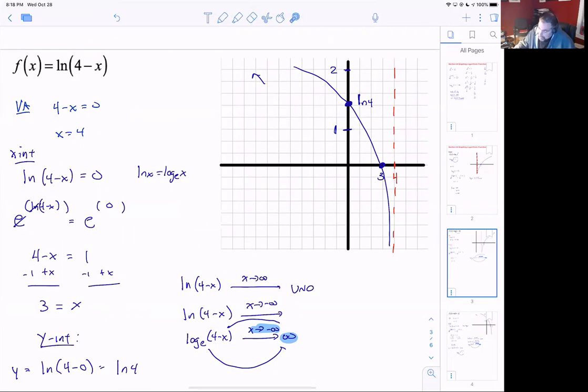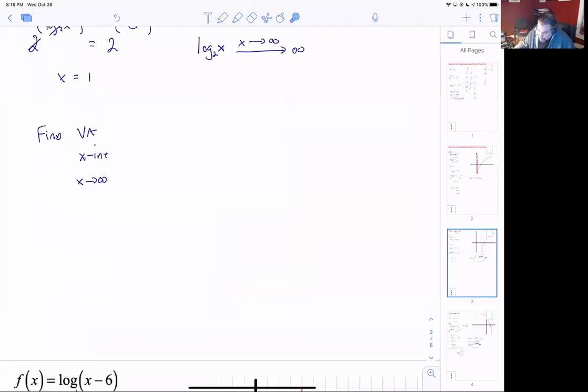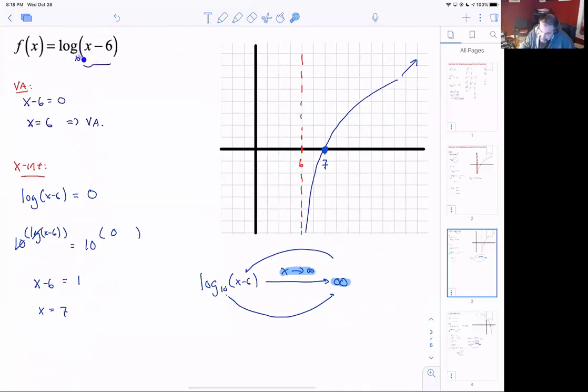All the other ones we did ended up being on the right side of the graph. And again, that's because the domain says that we have to keep this positive. So we stayed on the positive side. That was the first example. In the next example, we have to keep this positive. That means we're using values greater than 6. So we stayed on this side.